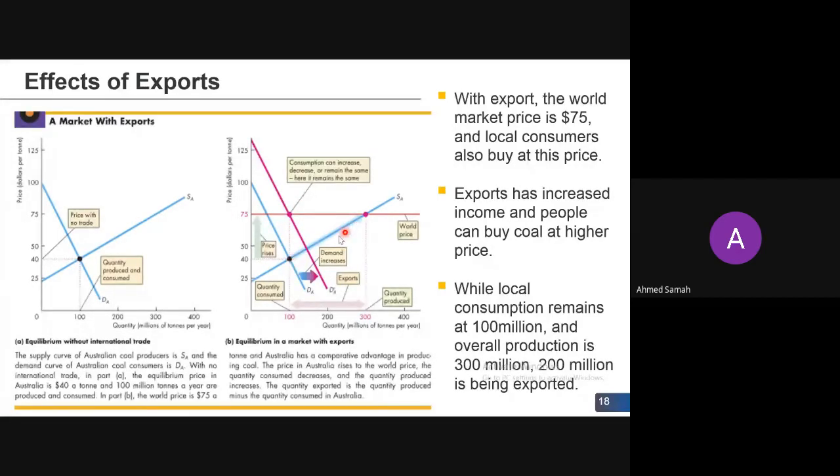But in the world market, suppliers can now afford to produce more coal, excess coal. So in addition to the 100 million tons, the producers can afford to produce another 200 million tons. This extra 200 million they can export to other countries.